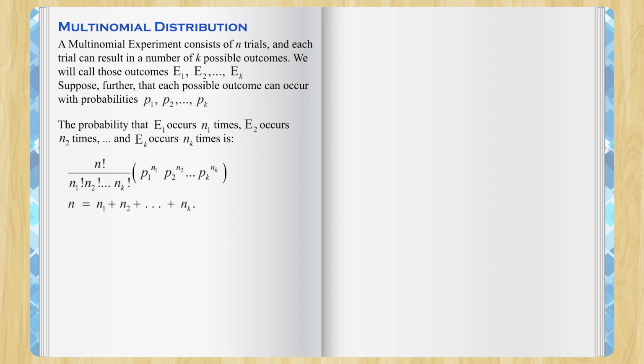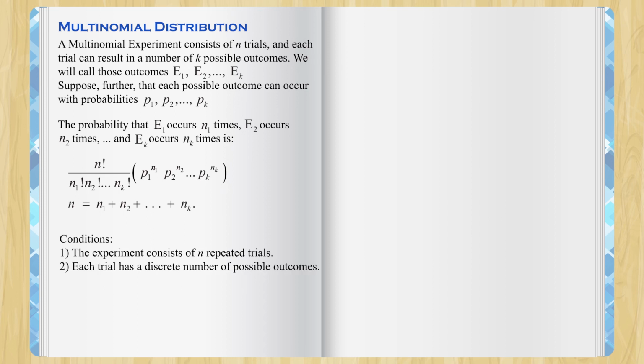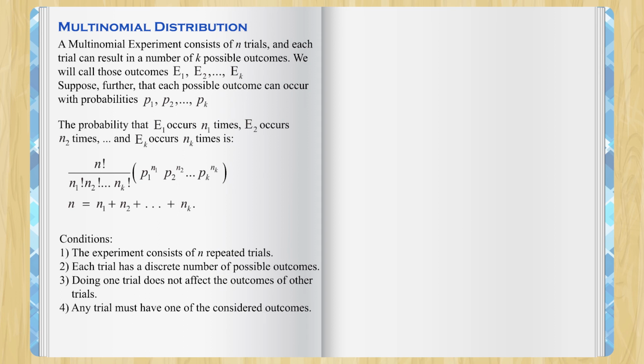In these types of applications, we do require the experiment has the following conditions. 1. The experiment must consist of n repeated trials. 2. Each trial has a discrete number of possible outcomes. In mathematics, we say a set of data is said to be discrete if the values belonging to the set are distinct and separate, or unconnected values. 3. Doing one trial does not affect the outcome of other trials. And 4. Any trial must have one of the considered outcomes.